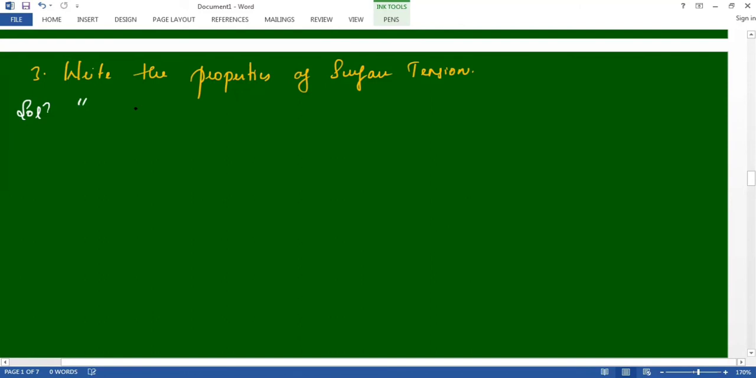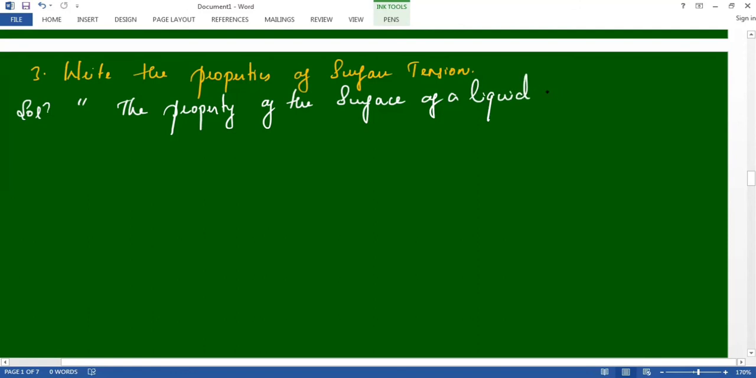This is an important property. The property of the surface of a liquid that allows it to resist an external force due to the cohesive nature of its molecules.